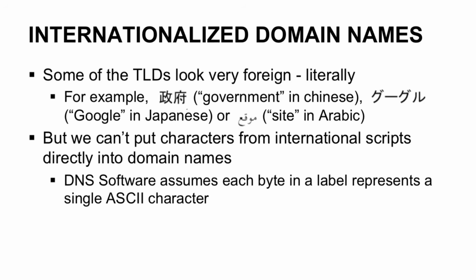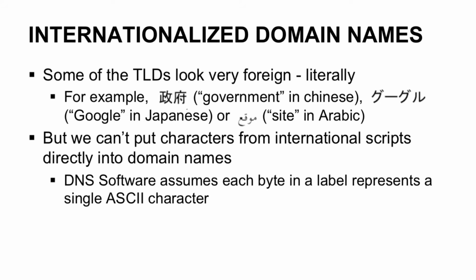But today's internet is a global network, and most of the world's inhabitants speak languages that don't use ASCII characters, and there's a new breed of TLDs to serve these folks. These new TLDs may look very foreign to us because, well, they are. They're written in international scripts, using international characters from languages such as Chinese, Japanese, Arabic, and Hebrew. Here are some examples. Here's the Chinese equivalent of gov, the Japanese version of Google, and Arabic for site.